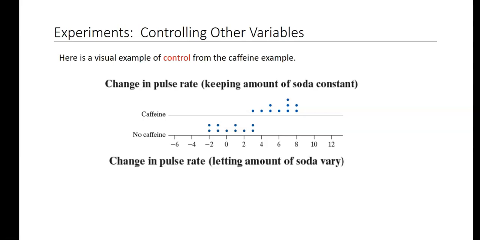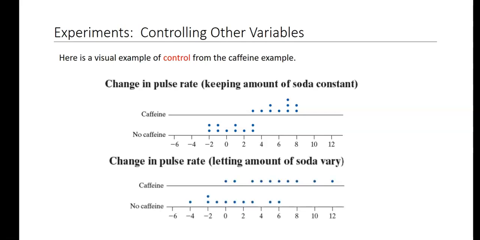Change in pulse rates, letting the amount of soda vary. So if you just let the participants drink however much soda you want, but just drink this particular thing, which happens to be caffeinated, look at how spread out the data is. So not nearly as good data as we had before. So I think it's better to control that other variable of how much soda you have.